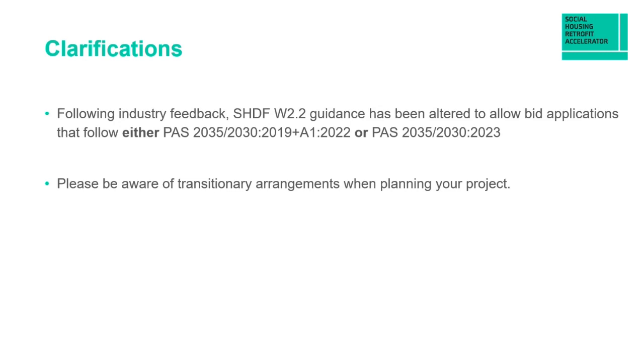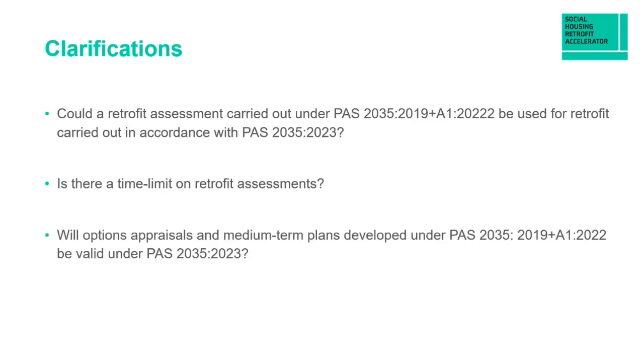So if you're putting together an application and you anticipate that the work on the properties or your project will continue beyond that cut-off date of the 30th of March 2025, then the department would strongly advise that you use the latest version of PAS, so that's the 2023 version, to avoid any disruption related to the withdrawal of the previous version. And some further clarifications.